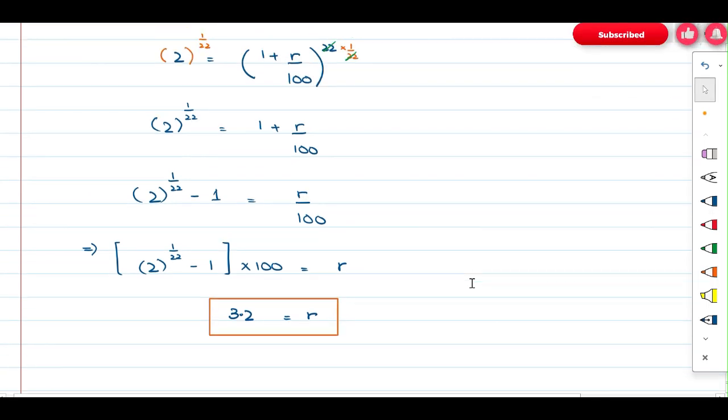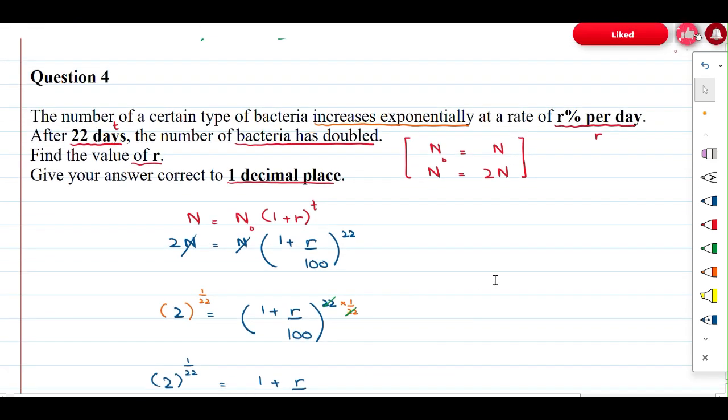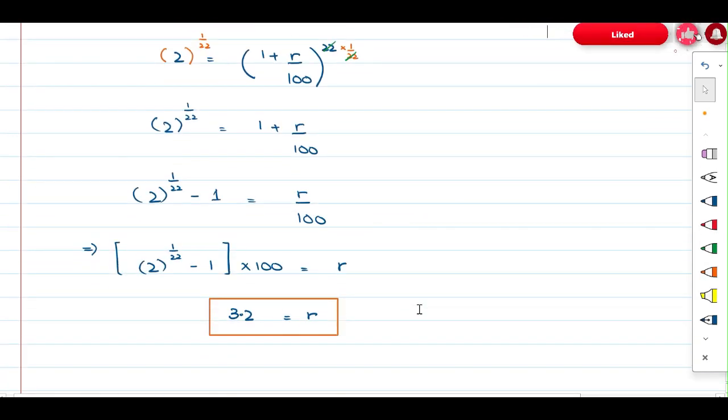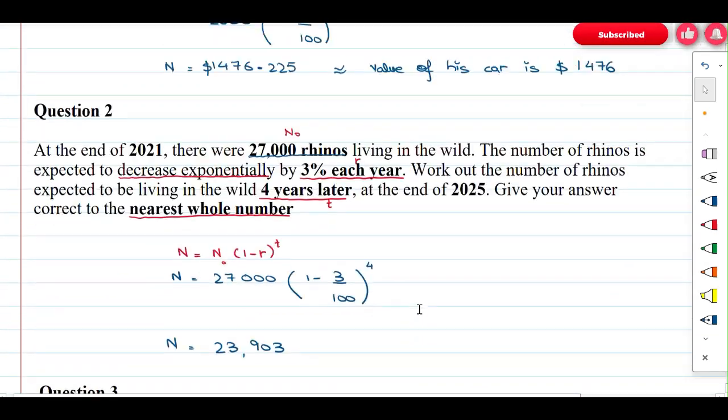In this question, we just need to solve for r, but the main concept is doubling. You need to learn how to do the doubling: you can let the initial population of bacteria be x, and then the final population after 22 days is 2 times x. Like I cancelled N with N, you can cancel x with x and simplify, right? I hope you understand the concept of exponential increase and exponential decay with the help of these examples.